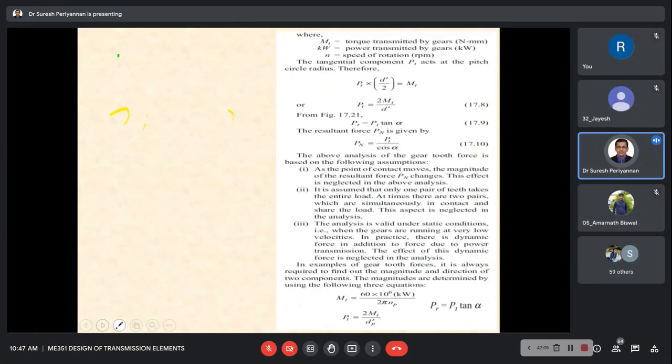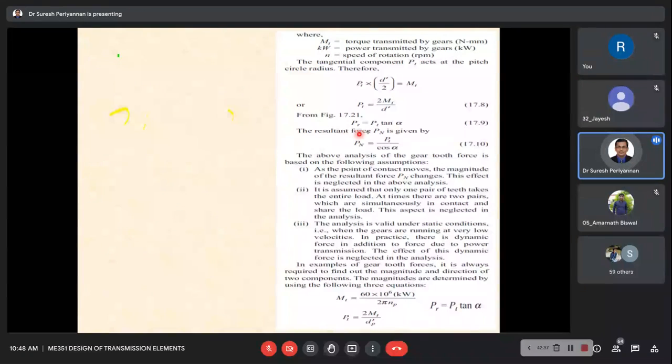Now I come to the derivation. The torque transmitted, whatever we discussed, Mt is equal to P into d dash by 2. The d dash is nothing but our pitch circle diameter. If we consider the pinion, you can put d subscript p; if you are considering the gear, you can put P into d subscript g divided by 2. That is nothing but our torsional moment, the amount of torque transmitted by this mechanism.